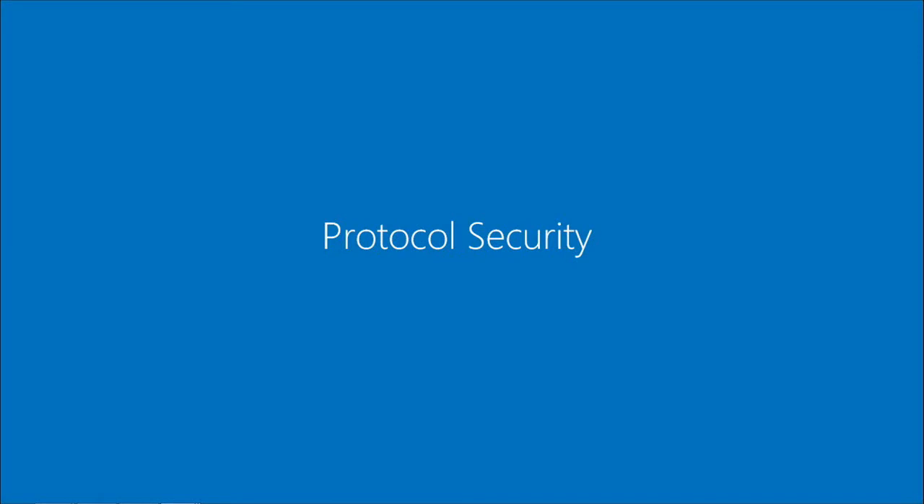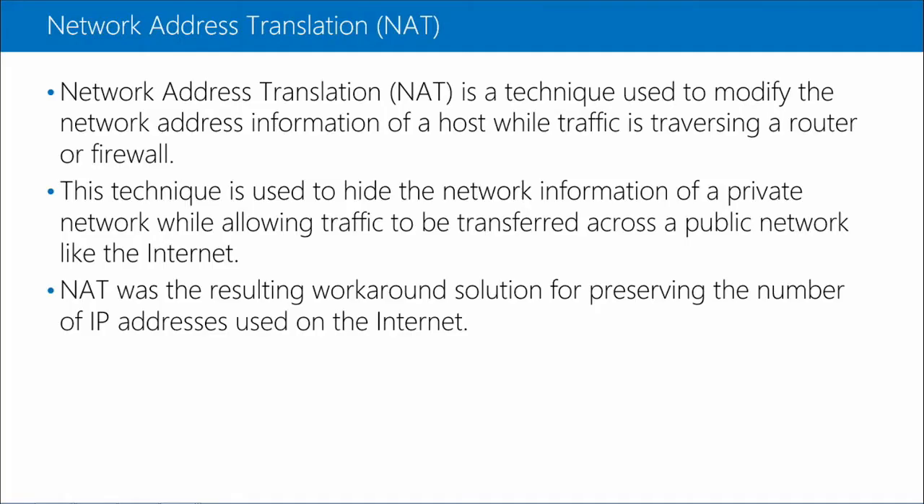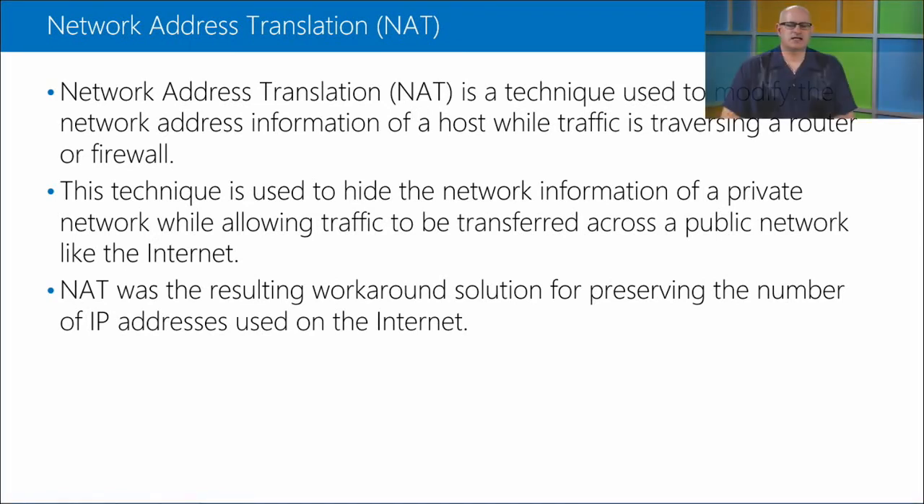So after routing, we talk about protocol security, multiple levels here. One level is network address translation. This is as much address expansion as it is protocol security. It's a technique used to modify the network address information of a host while traffic is traversing from a private network to a public network.